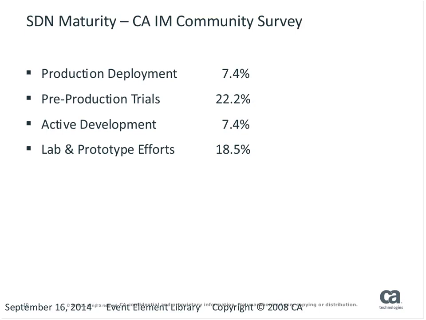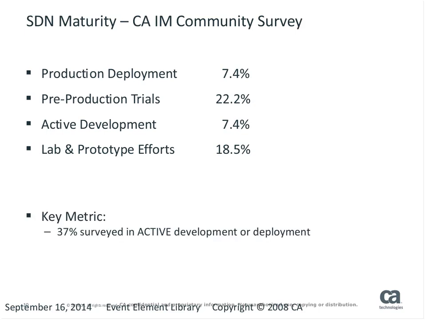So the takeaway from this is about 37% of those surveyed were active in either development or deployment of an SDN technology. And it's probably worth saying survey size was relatively small, about 29 people, but it does show a distribution of activities from lab to prototype to active development to live trials, live production deployment.